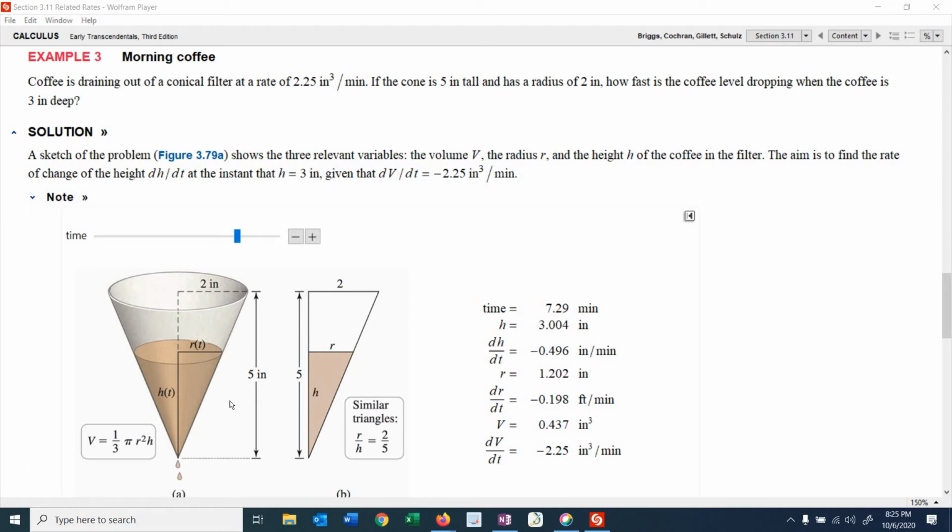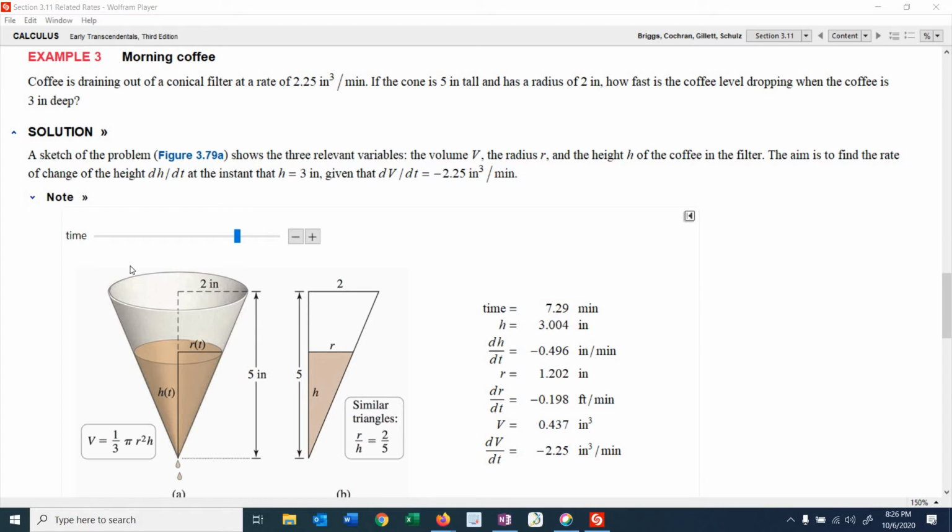Hello again. In this video, we're going to go over another related rates problem. So let's look at example 3. It says that coffee is draining out of a conical filter at a rate of 2.25 cubic inches per minute. If the cone is 5 inches tall and has a radius of 2 inches, how fast is the coffee level dropping when the coffee is 3 inches deep?